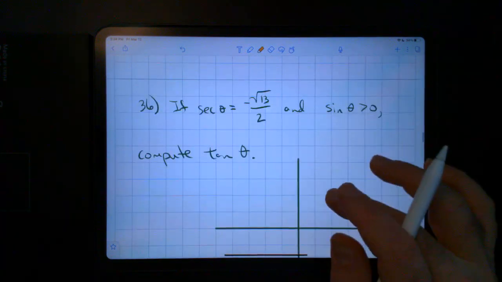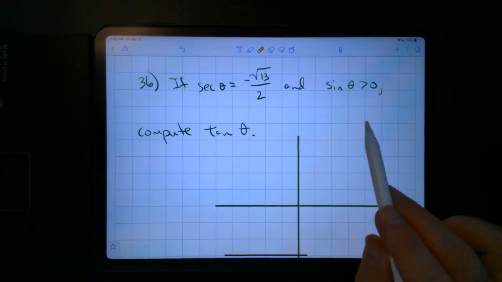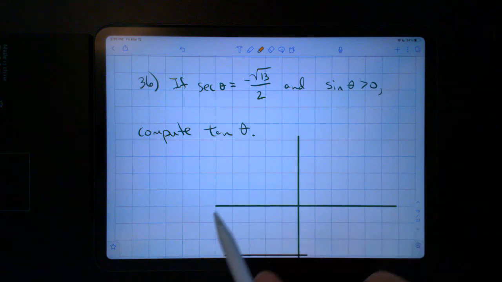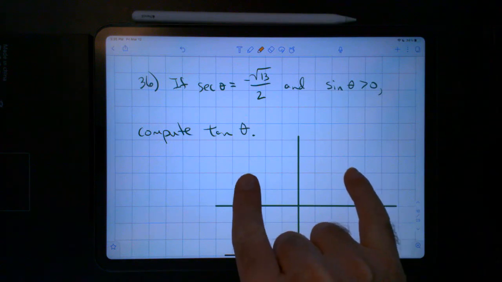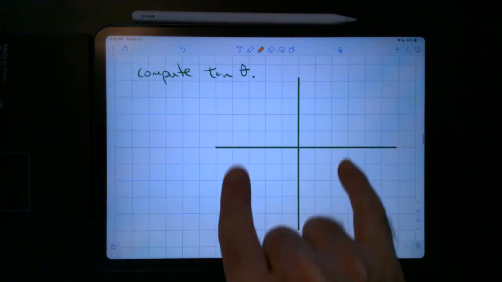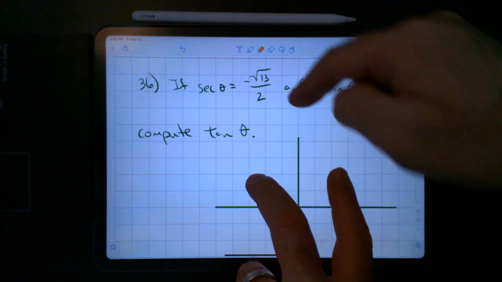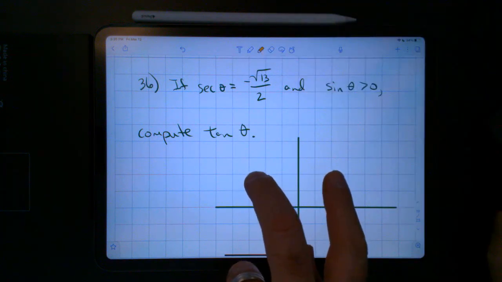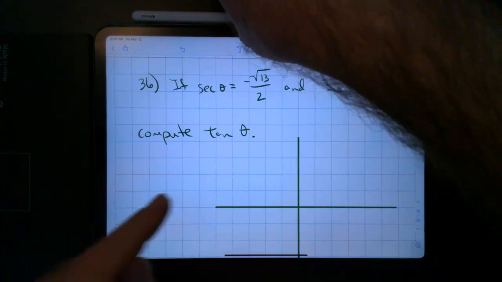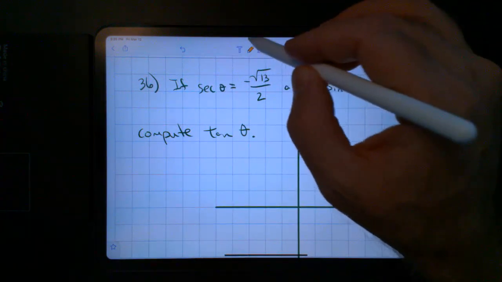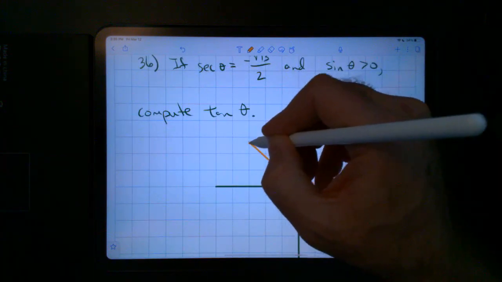Okay. If secant theta is negative radical 13 over 2 and sine of theta is positive, we need to compute tangent of theta. So sine of theta is positive in quadrants 1 and 2. Sine of theta is negative in quadrants 3 and 4. So this part is telling us we need to be in one of these two quadrants. Secant is your x component. Your x is negative in quadrants 2 and 3. And so quadrant 2 is where we need to be.